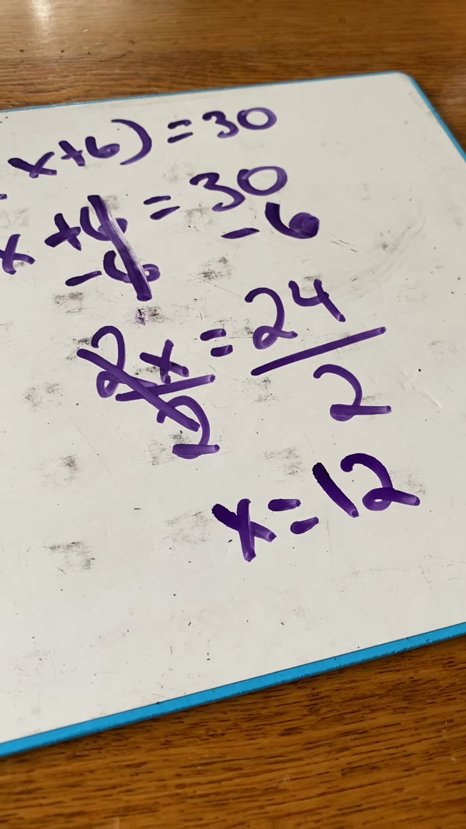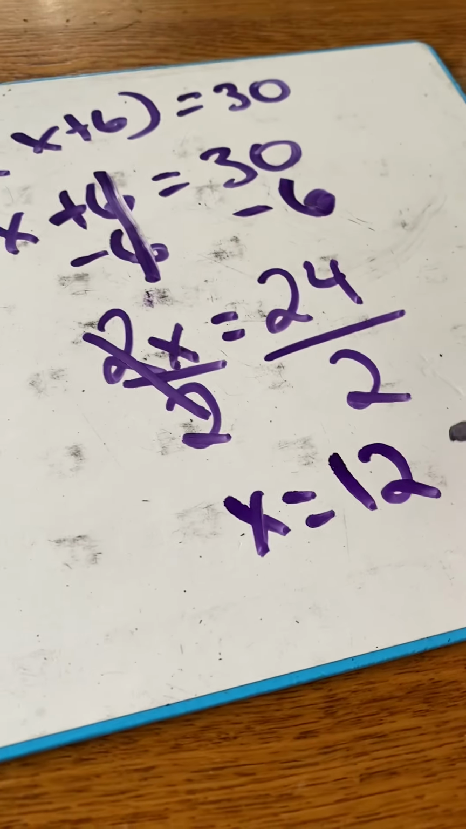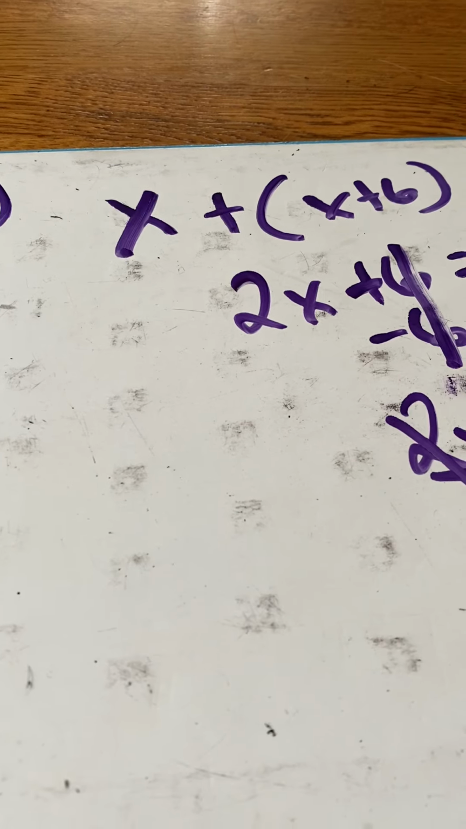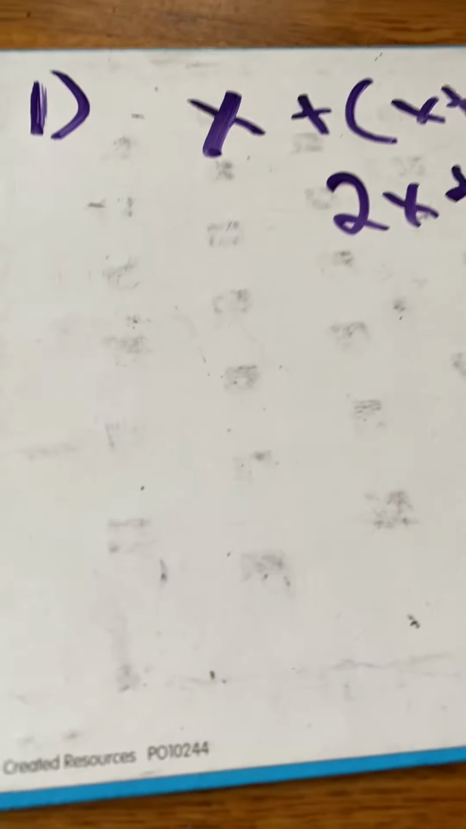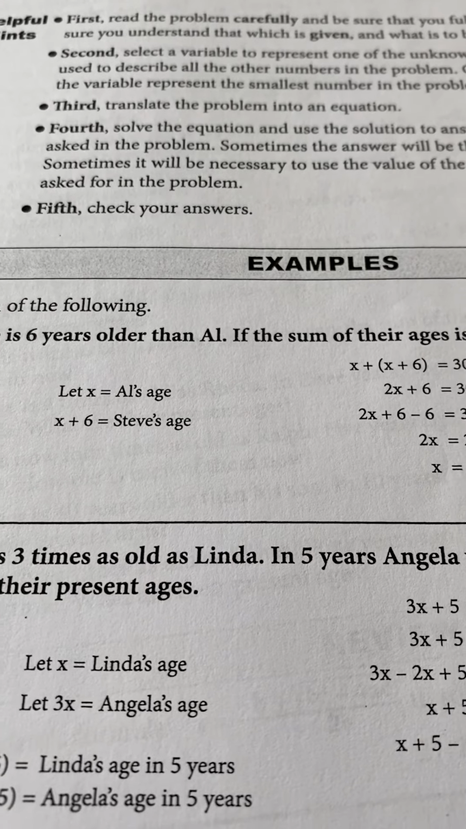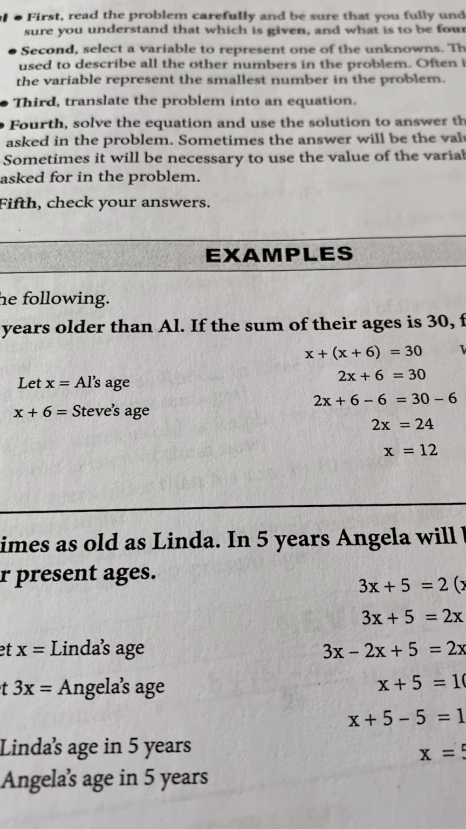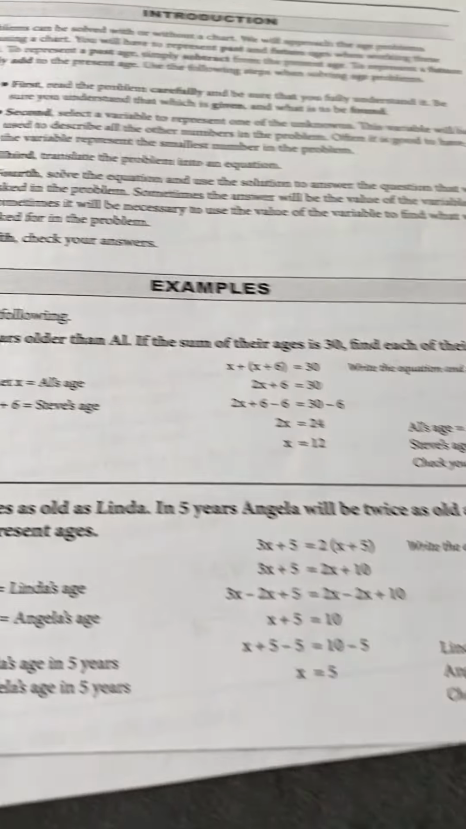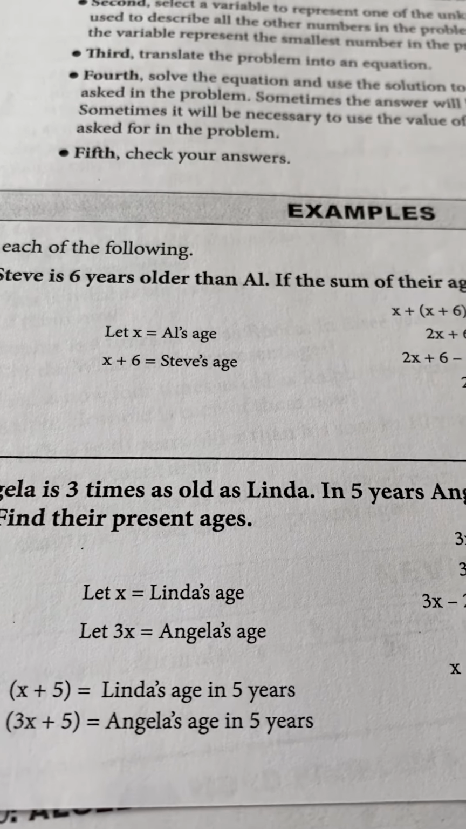To check your answer, you're going to just plug in to Steve's age, which we did as x plus 6. If you plug it in, we got x equals 12. Steve's age is 18. Al's age is 12. You check it out. Are they 6 years older? Absolutely. 18 and 12 is 6 years apart. All right, we're going on to number 2, second example.